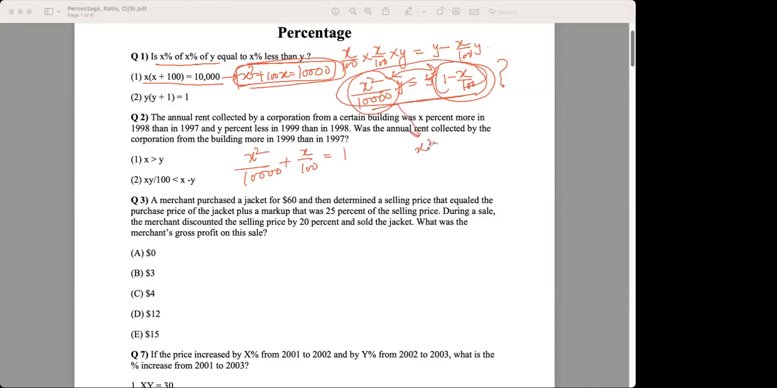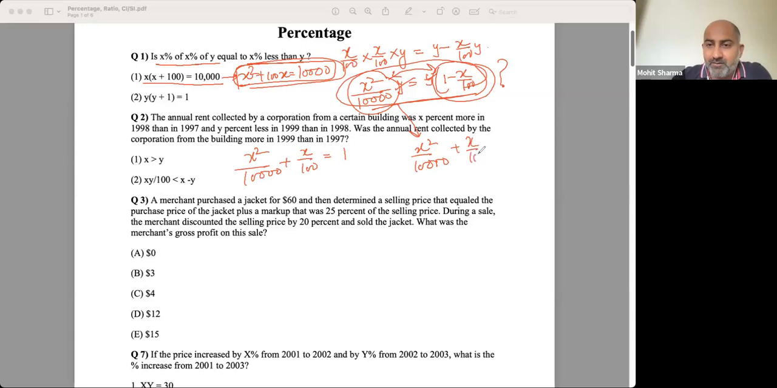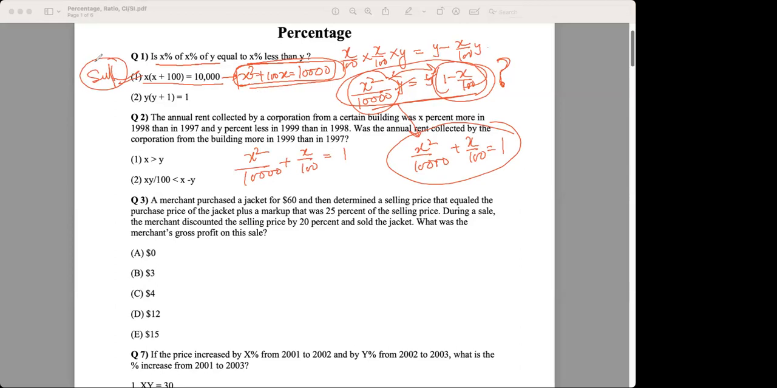Yes, sir, exactly. X square upon 10,000 plus X upon 100 equals 1. So we were checking whether this is true. The first one simply says, yes, this is true. So this is sufficient. Understood? Okay. So first one is sufficient, definitely.